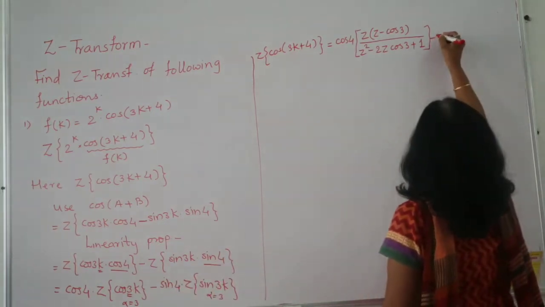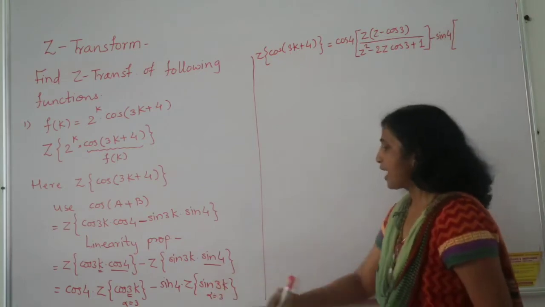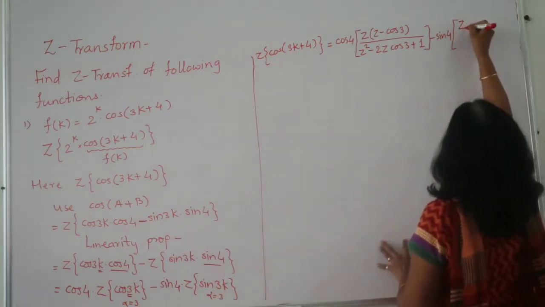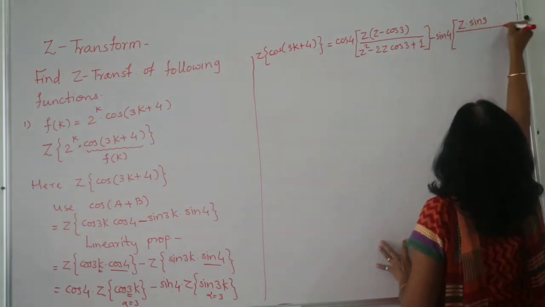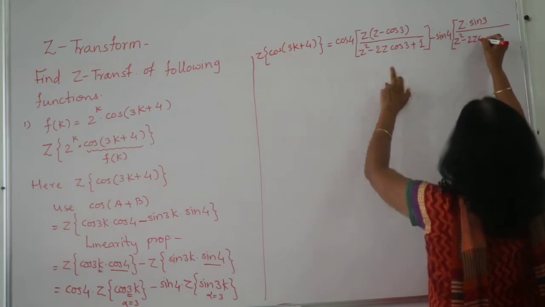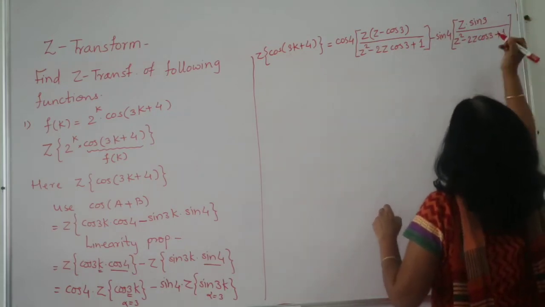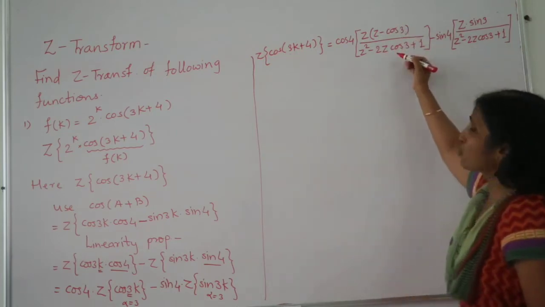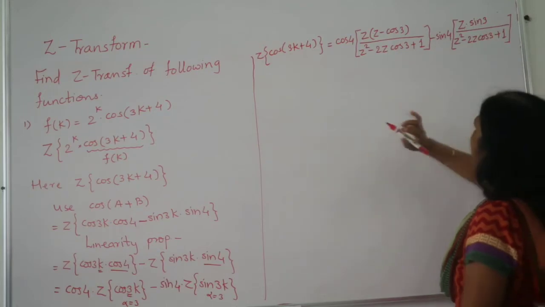Then minus sin 4 will remain as it is, and here I have to apply the formula for sin alpha k. So what is the formula here for sin? Z into sin alpha, alpha is 3, whole divided by the denominator, which remains the same. I have already told you this when I explained the formula. The denominator remains the same. It is not like that cos is there so the denominator is cos and sin function is there so the denominator is sin. It's not like that.